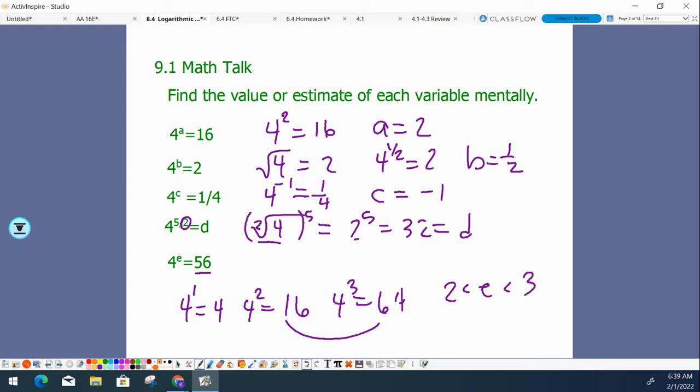And because it's closer to 64, you might have said, oh, maybe it's like 2.8 or something like that. But we know that it's going to be in between these two numbers somewhere. We just don't know that value. And that kind of leads us into why we need to learn about another function, a new function.